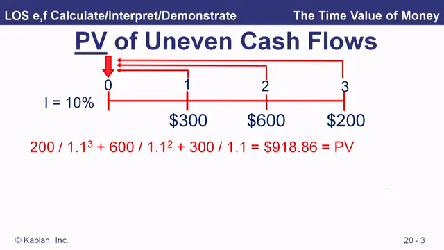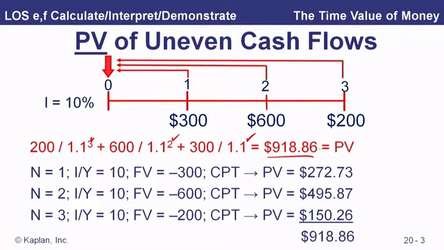or put a different way, how much would I have to put in the account today in order to make those 3 withdrawals and just exhaust the account? Well, the idea is the same. We're going to take the present value of each of those 3 and add them all up to get $916.86. Discounting the $200 for 3 periods, the $600 for 2 periods, $300 for 1 period, and summing them all up. And those are just the calculator strokes for calculating those present values.